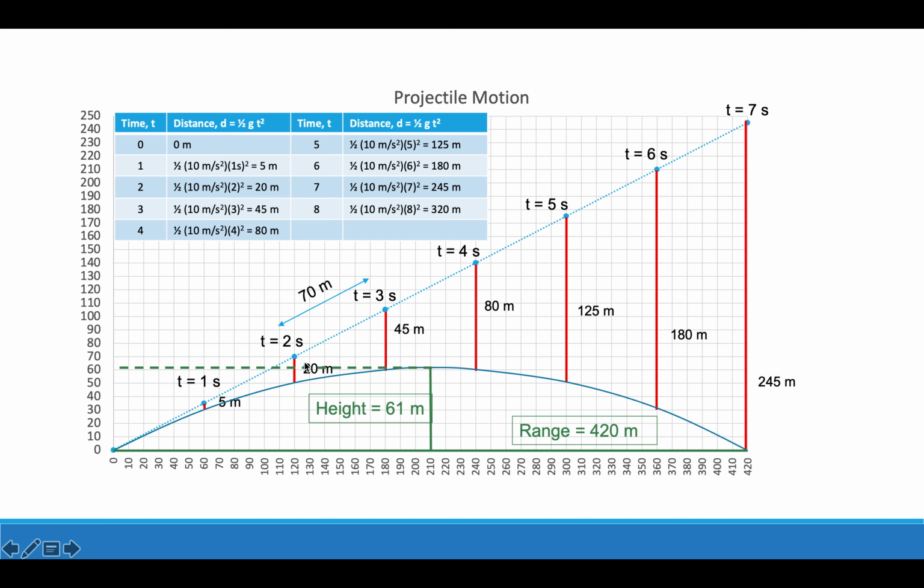And so if I follow that across, it's a little bit bigger than 60, so I'm estimating it at 61 meters. So from this particular representation, we really only had to do some very basic math, and we could use this graph to measure the range and the height of the projectile and show this projectile motion.